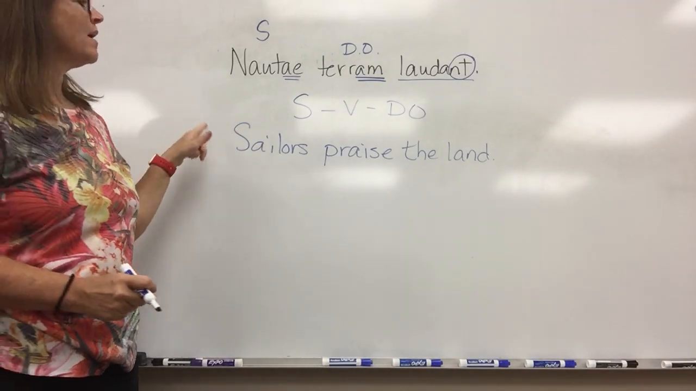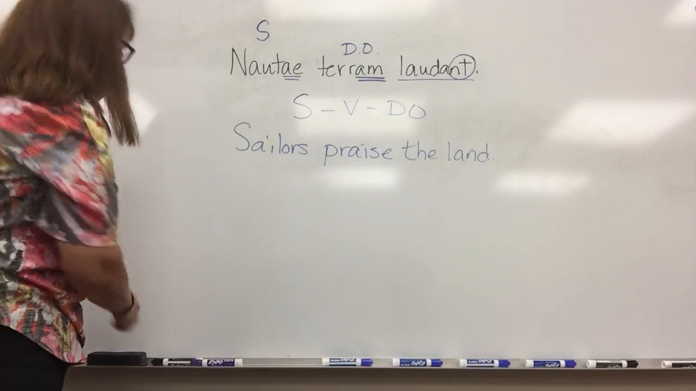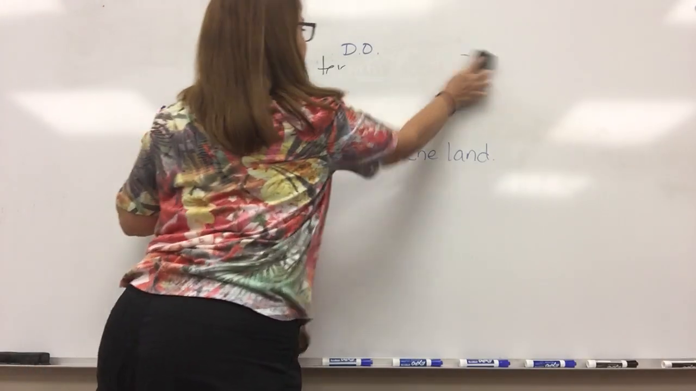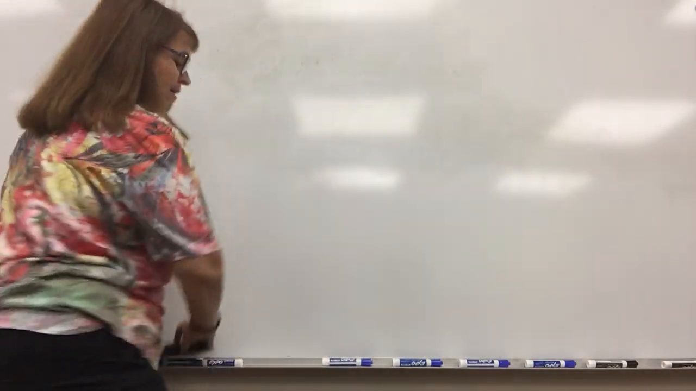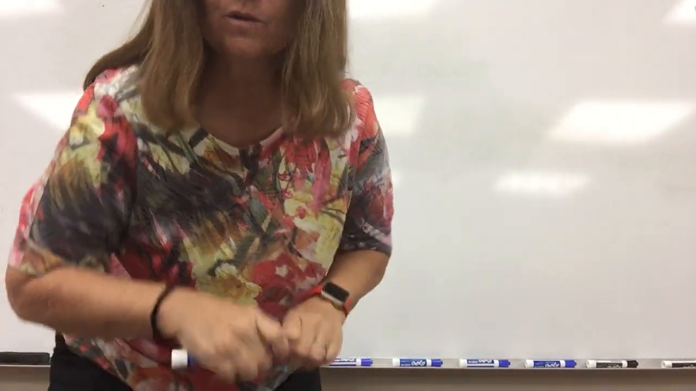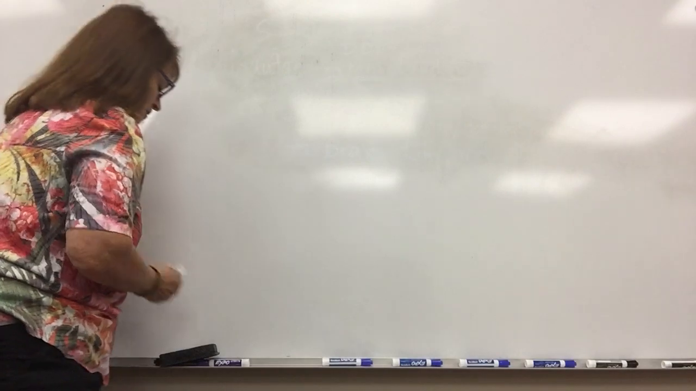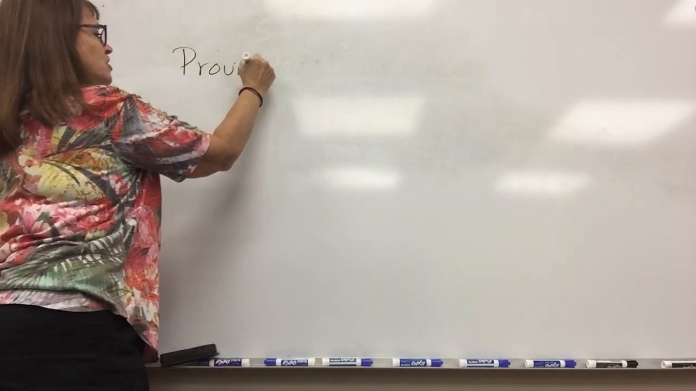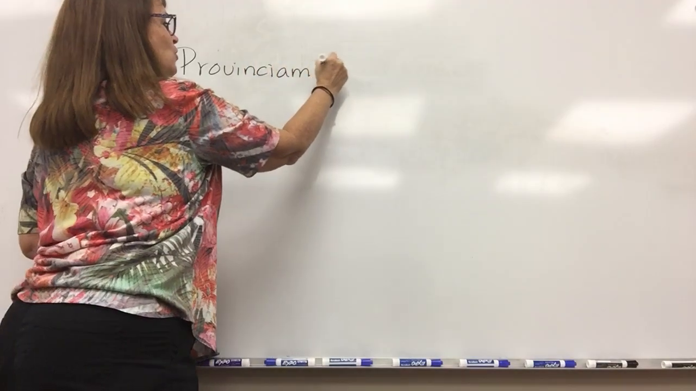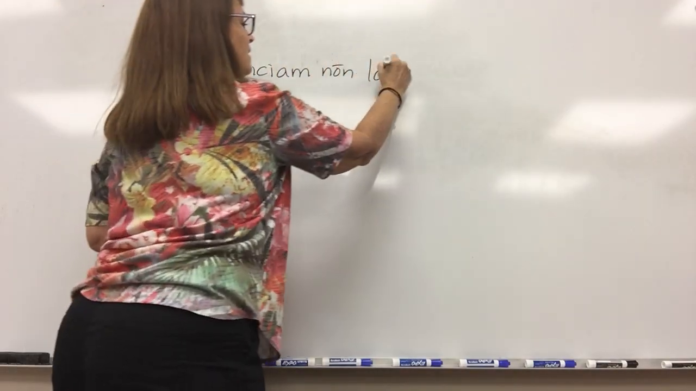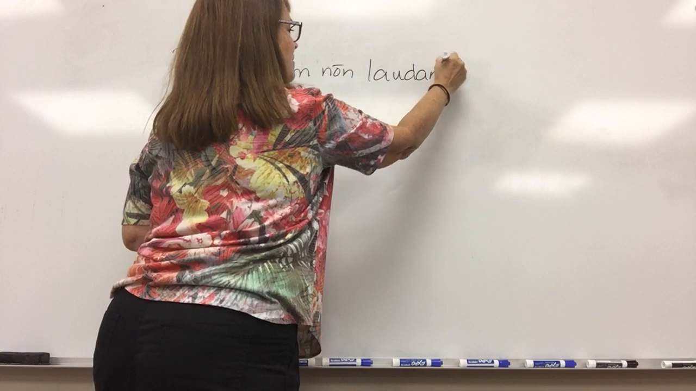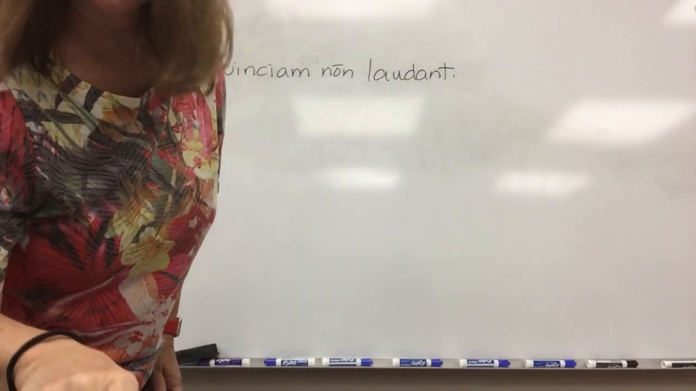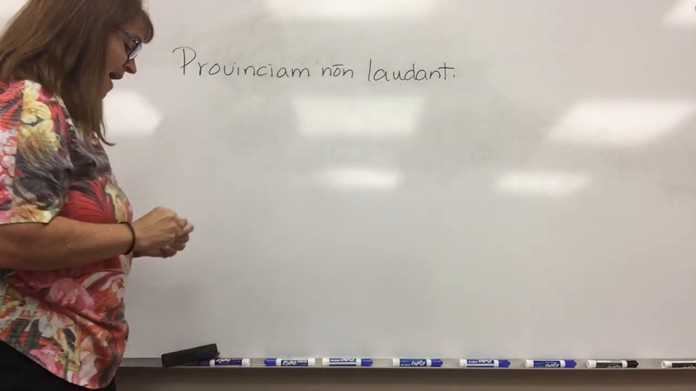That's the answer and the process that you should have done to get the correct answer for number 1. Let's do one more from number 6 to see how that went for you. Number 6, why don't we do this one? Provinciam non laudant. Let me make sure I have my verb, the right ending. Yes, I do.